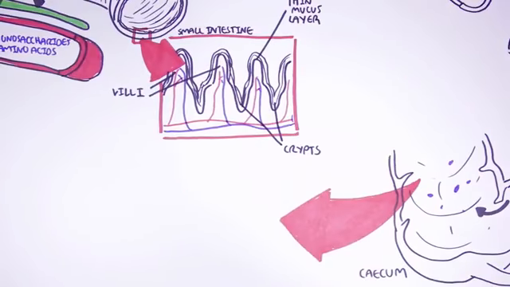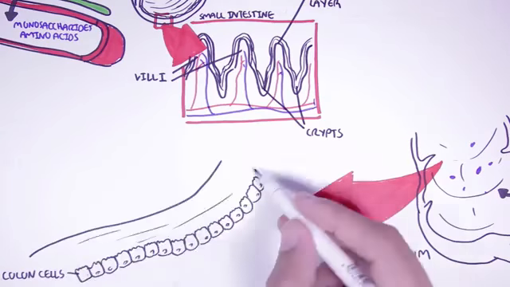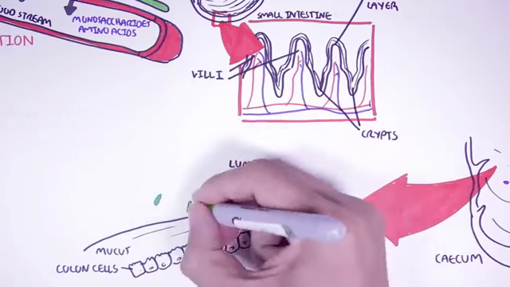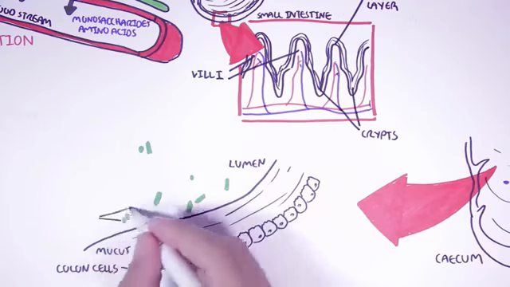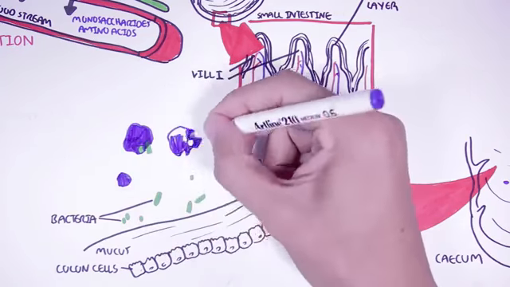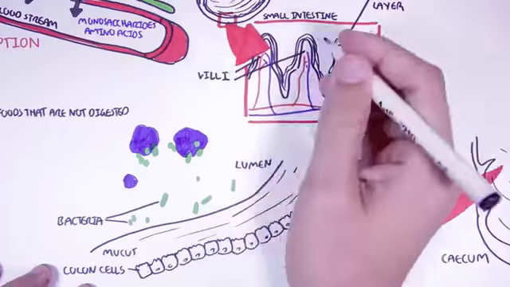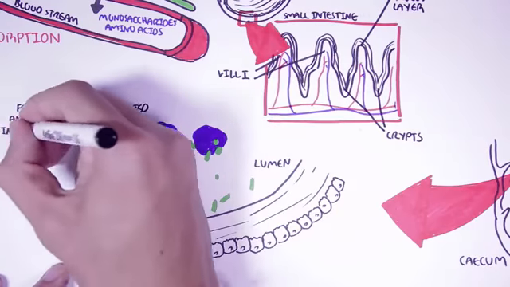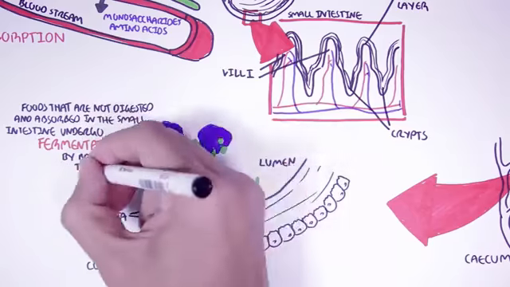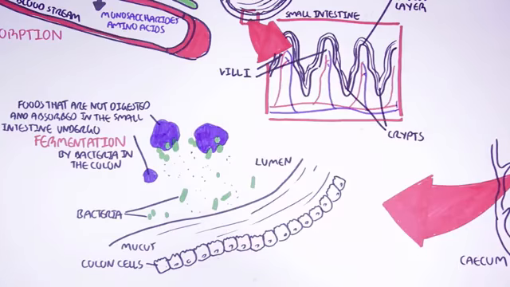So here we're zooming into this area. Here we have the colon cells, and we can find mucus above the colon cells, and so here is the lumen. Residing within the lumen are many types of bacteria that can digest these foods that have escaped digestion in the small intestine. So foods that are not digested and absorbed in the small intestine can undergo fermentation by bacteria in the colon. Through fermentation, the bacteria can produce many substances that the human body can use, such as short-chain fatty acids.